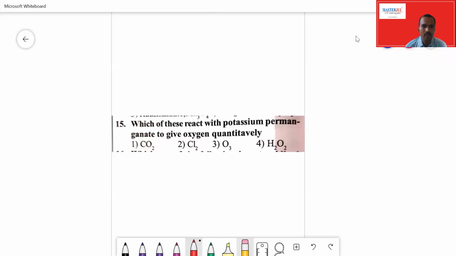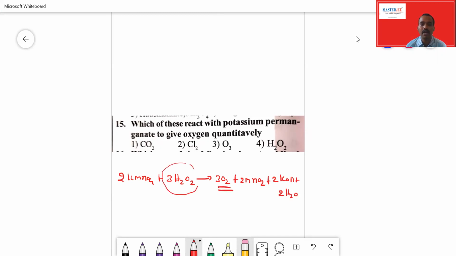Next, see here, which of these react with potassium permanganate to give oxygen quantitatively? Potassium permanganate KMnO4, if it reacts with H2O2, then it produces 3O2 plus 2MnO2 plus 2KOH plus 2H2O. So oxygen will be produced quantitatively with the help of hydrogen peroxide. So this is the answer.